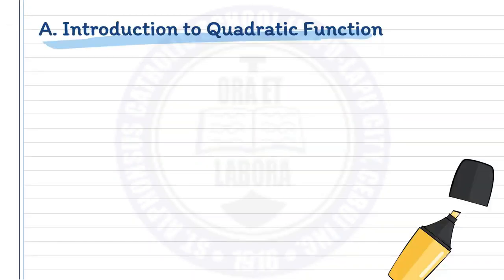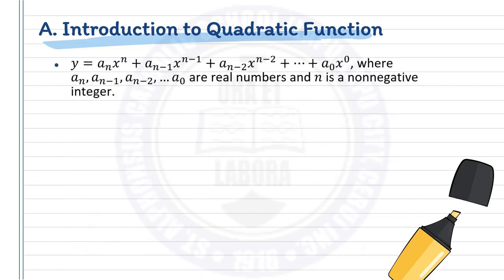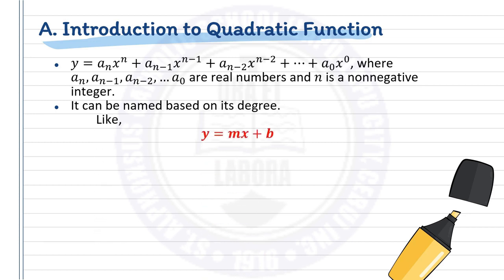The polynomial function is defined by the function y equals a sub n times x raised to n plus a sub n minus 1 times x raised to n minus 1 plus a sub n minus 2 times x raised to n minus 2 plus, and so on, a sub 0 times x raised to 0, where a sub n minus 1, a sub n minus 2, and so on, a sub 0 are real numbers, and n is a non-negative integer. It can be named based on its degree, like y equals mx plus b.